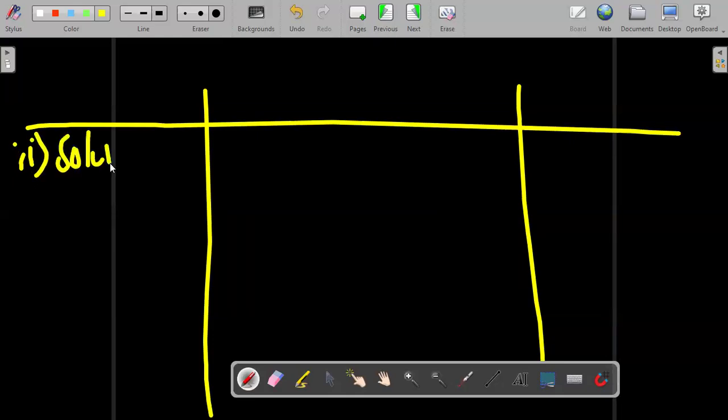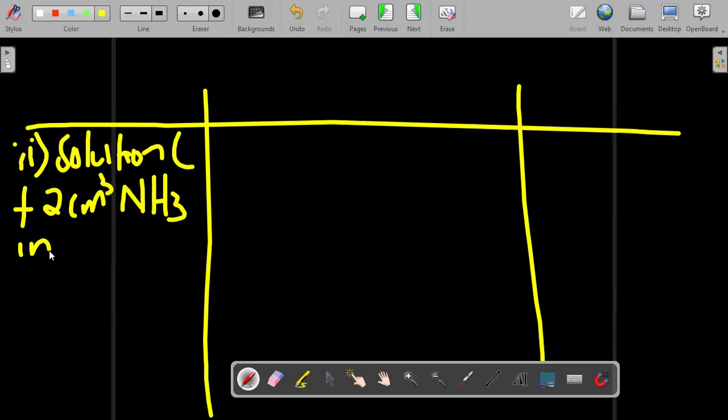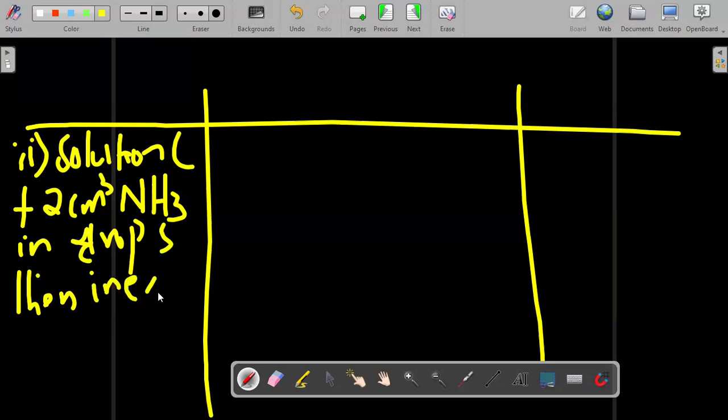So I will now say solution C plus 2 cm cube of NH3 in drops, then in excess, plus what? Heat. Okay? Although there are 2 conditions here, pay attention. You might not see the plus heat, but if they want to stress you, they will ask you to heat it and allow it to cool. Do you understand?